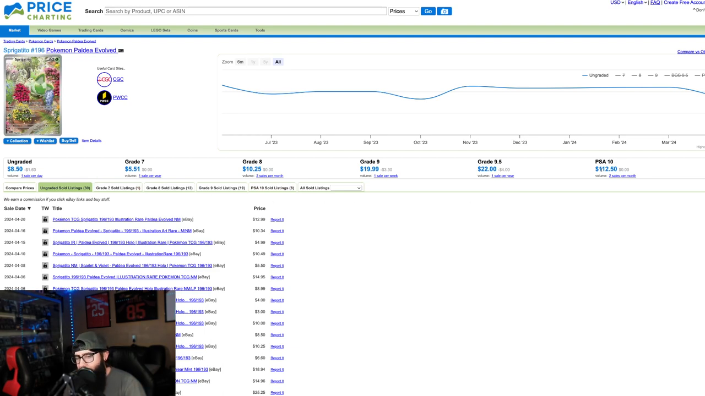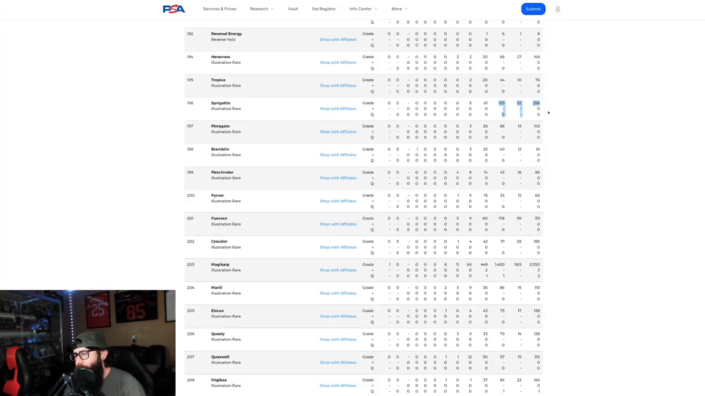So you can see the price over here, 112. But yeah, you can pick this up on eBay, it seems between 8 and 12. Harder to grade, like pop report. There's not that many graded though, too. So keep that in mind. 256 graded, but only 52 tens. So I think that's why it's taking that higher price. But a lot of them are getting nines. It's just the same problem with the IRs.